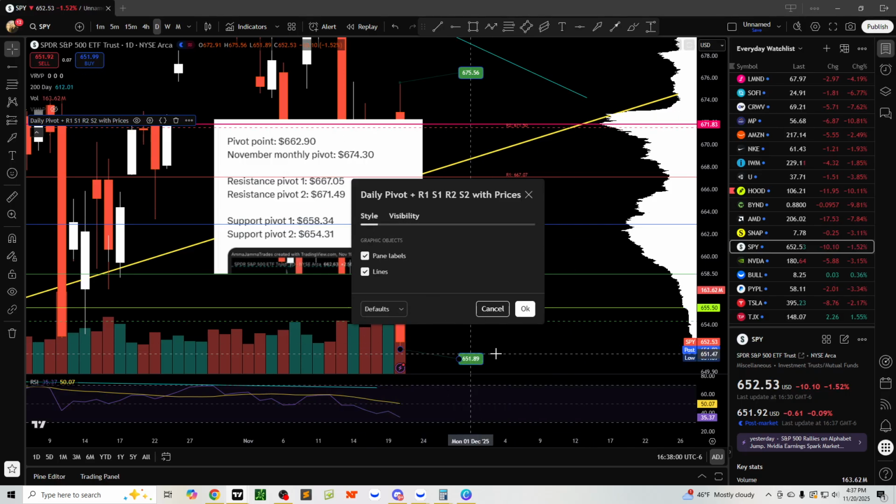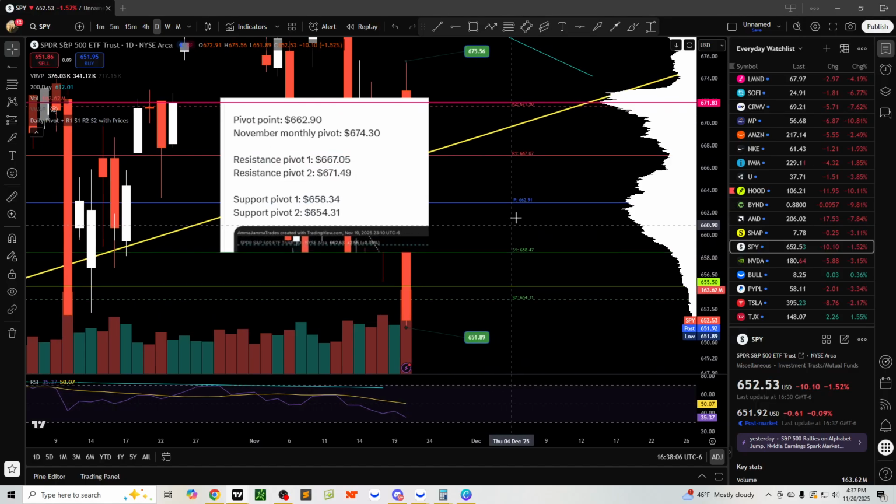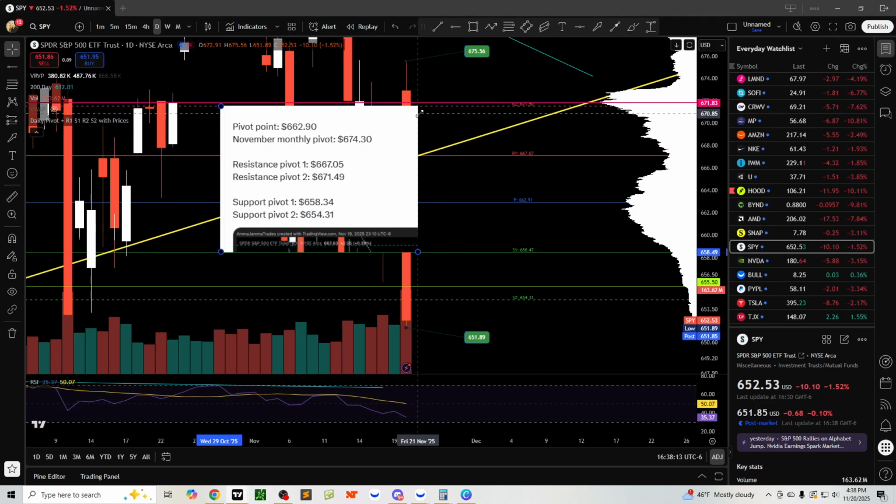It's right here. Unfortunately, it doesn't give us the option of changing the colors, which I don't love. But this is the only one that has these four with the prices and the labels. So it's called Daily Pivot R1, S1, R2, S2. I'm guessing it updates overnight.